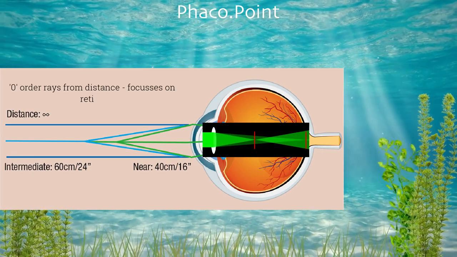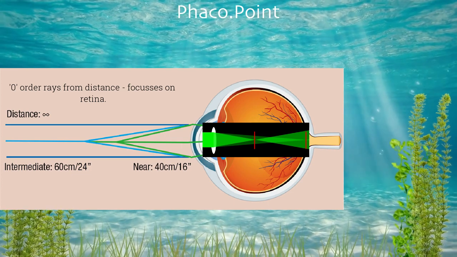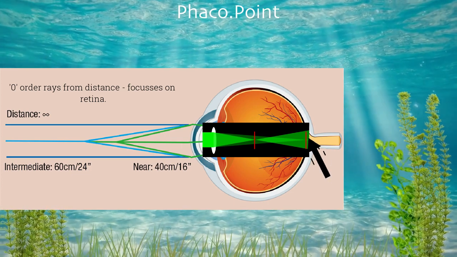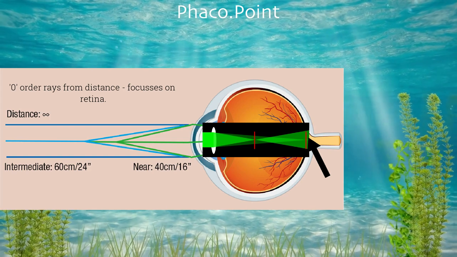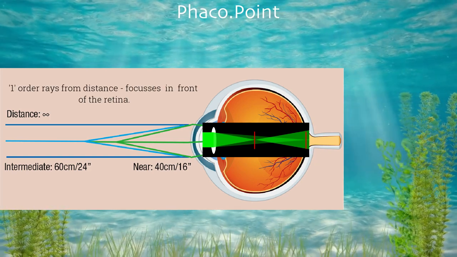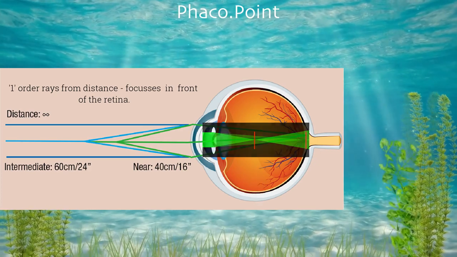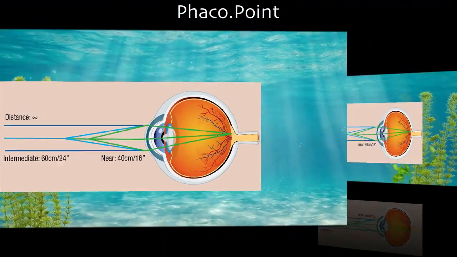Okay, let us consider this system. The zero order rays emanating from infinity will be parallel, and after passing through the bifocal complex will get focused directly onto the retina, whereas the first order rays after passing through the bifocal lens will come to focus in front of it. This is physiologically suppressed to enable the patient to see well for distance.